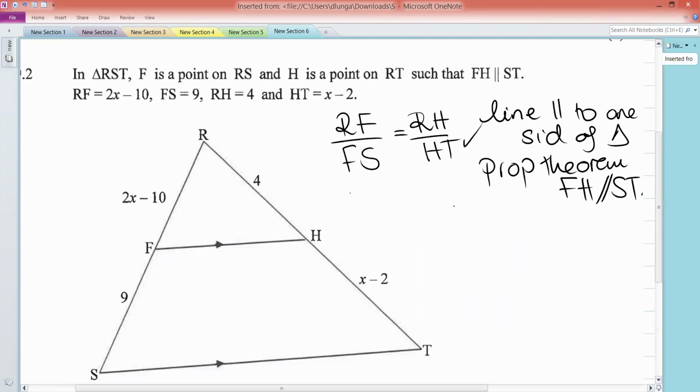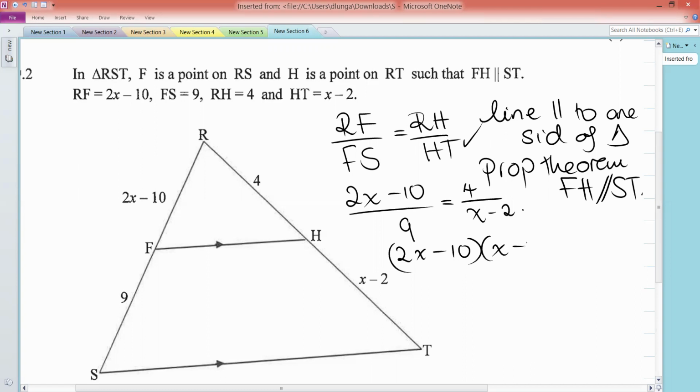Now, we're going to say 2x minus 10 divided by 9 equals 4 over x minus 2. At this point, you can just cross multiply and work out what your x is equal to. Right, let's go and do that. Cross multiplying: 2x minus 10 multiplied by x minus 2 is equal to 4 times 9, which is just 36, like that. So I cross multiplied here.